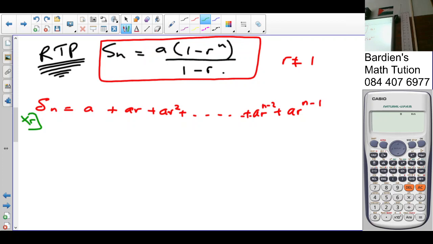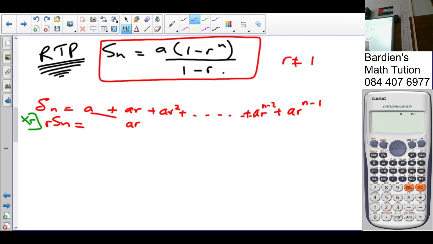By multiplying this with r, what do we get? Sn times r? R Sn. You with me? What is A times R? AR. But what I'm going to do is put like terms one below the other. So I'm going to say A times R is AR and it's going to go under that, because they are like terms.